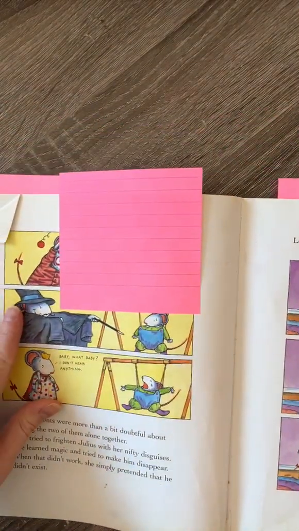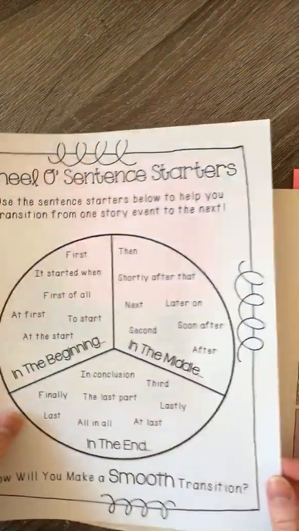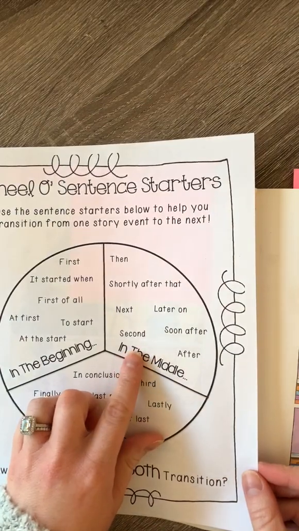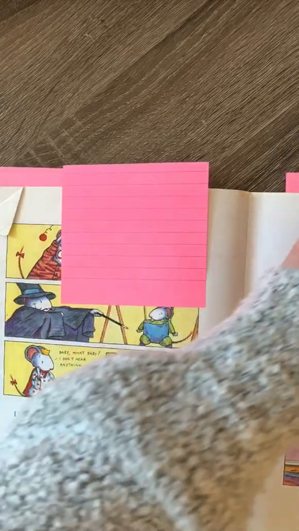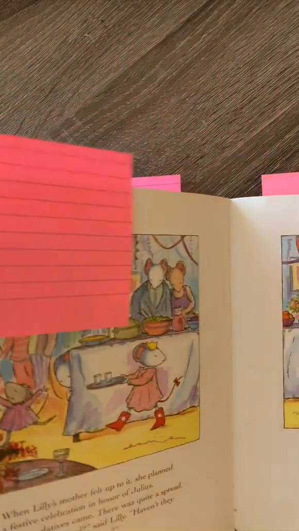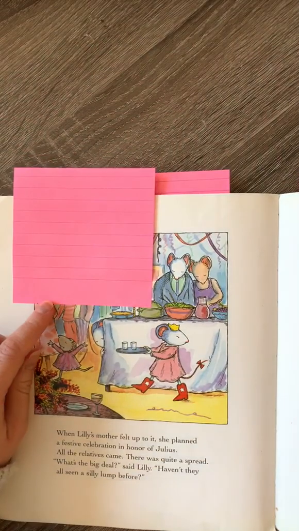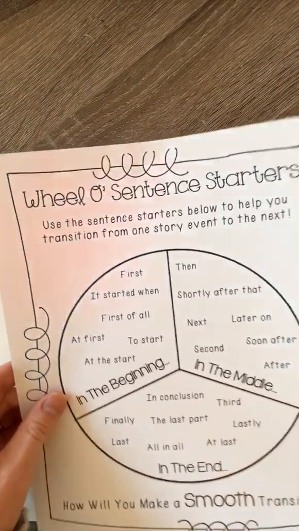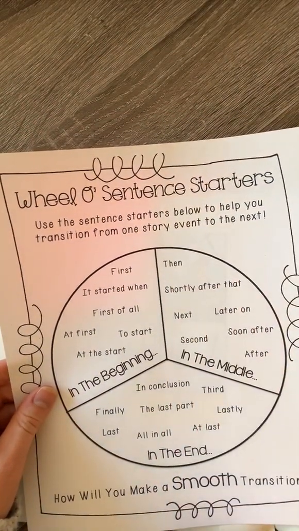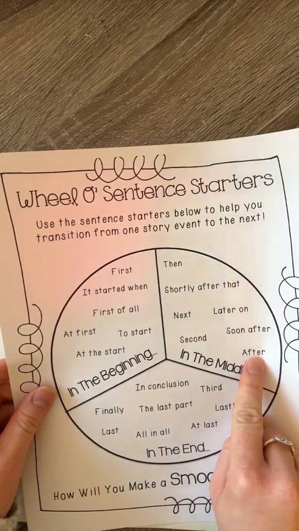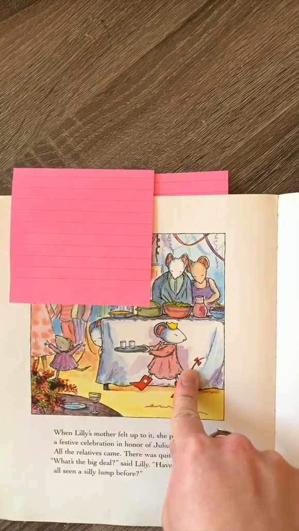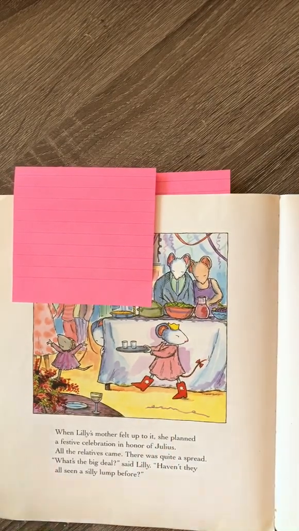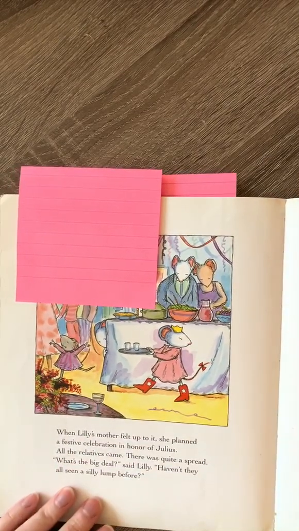Okay. Oh, here's the part where Lily was being really mean. Let's see. This is a middle part, so I think I'll say, next, Lily was very mean to Julius. Here's my next Post-it. Also part of the middle. Okay, let's see. I think I'll choose a different middle transition word. After, Lily's parents decided to throw a party for all their friends and family to meet Julius. Lily was not happy about it.